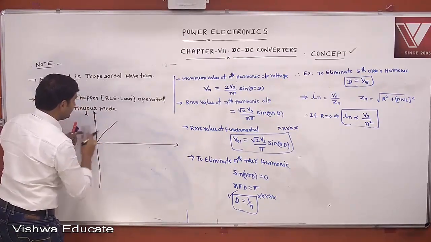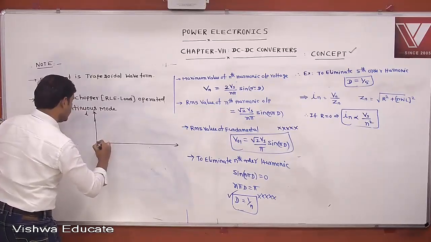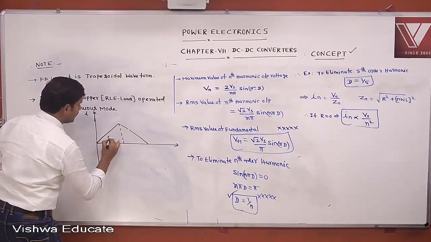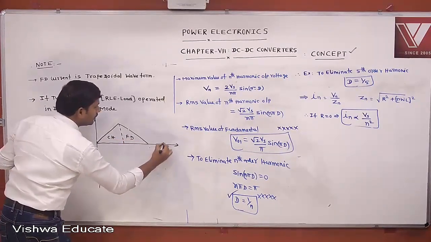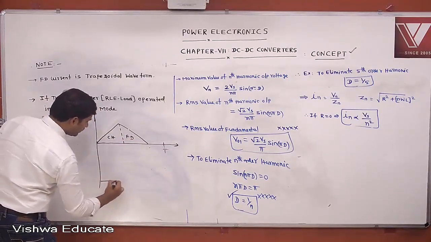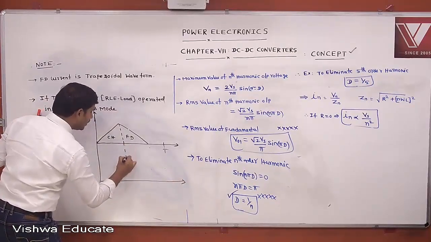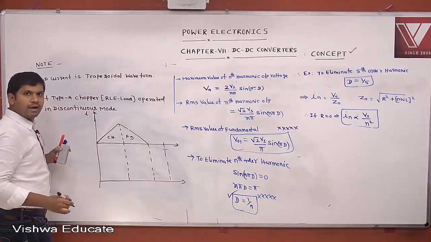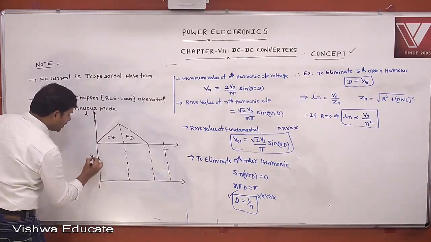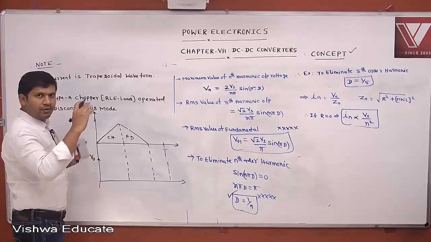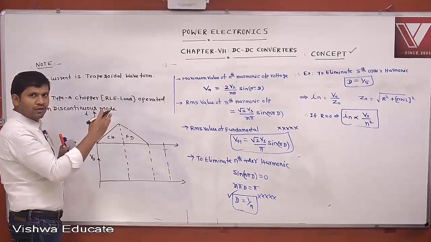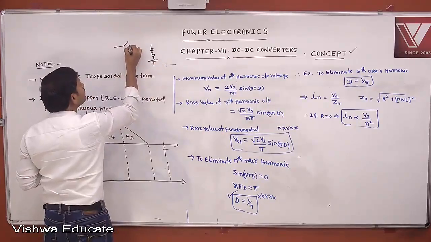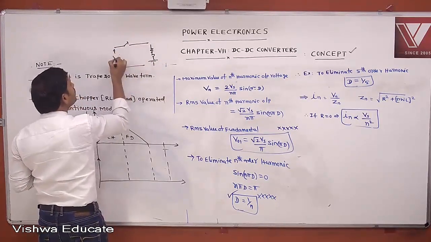Chopper is on, the freewheeling diode is off. This chopper, freewheeling diode, before completing one time period. Then if you draw the V0 waveform, let it be an RLE load. If the chopper is in the on state, V0 equals Vs. Chopper on means the freewheeling diode is off. You see in the circuit, this is an RLE load now. Chopper is on, so V0 equals Vs.